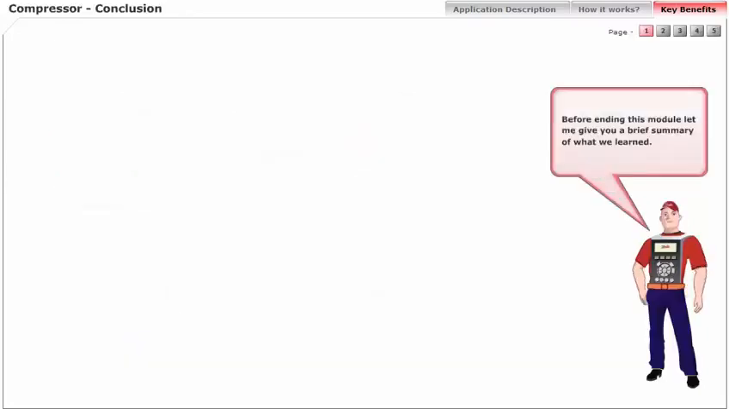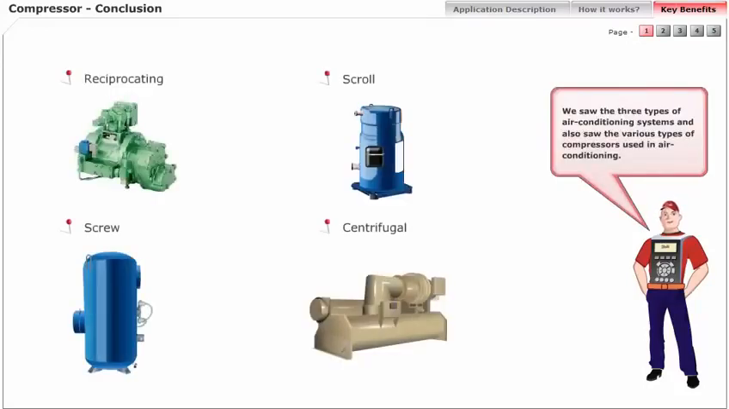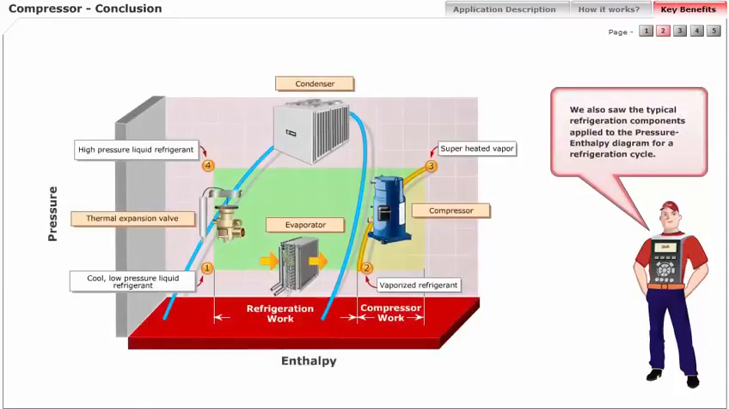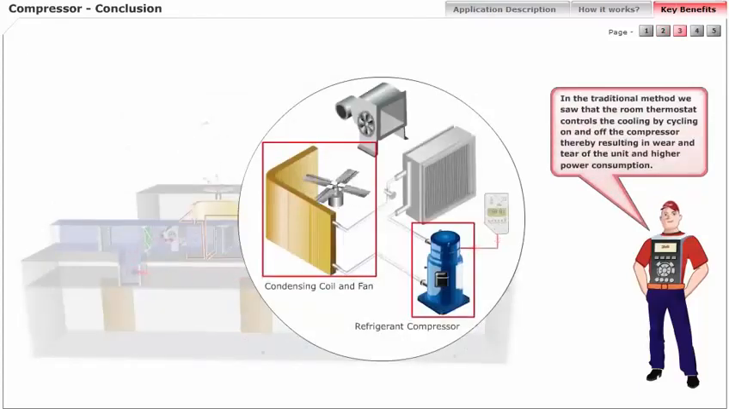Before ending this module, let me give you a brief summary of what we learned. We saw the 3 types of air conditioning systems, and also saw the various types of compressors used in air conditioning. We also saw the typical refrigeration components applied to the pressure enthalpy diagram for a refrigeration cycle. In the traditional method, we saw that the room thermostat controls the cooling by cycling on and off the compressor, thereby resulting in wear and tear of the unit and higher power consumption.